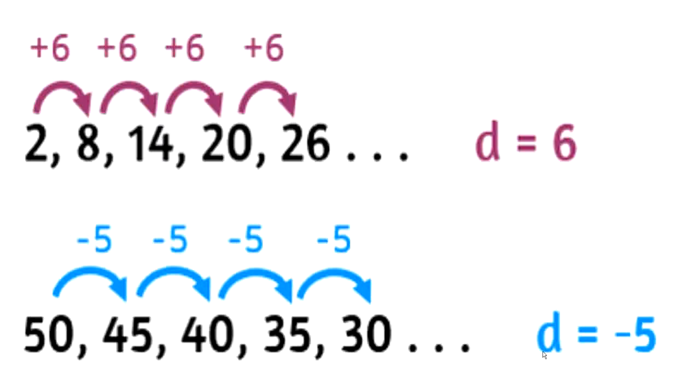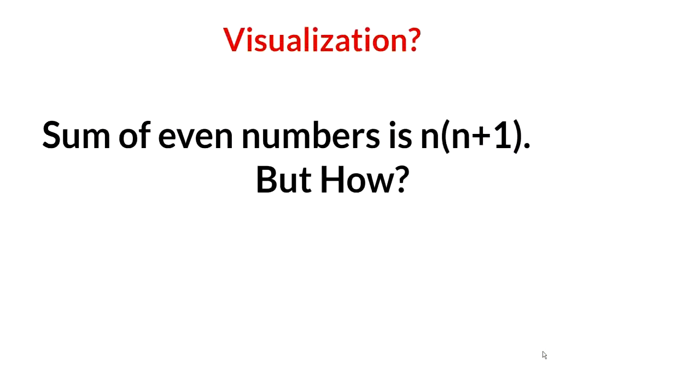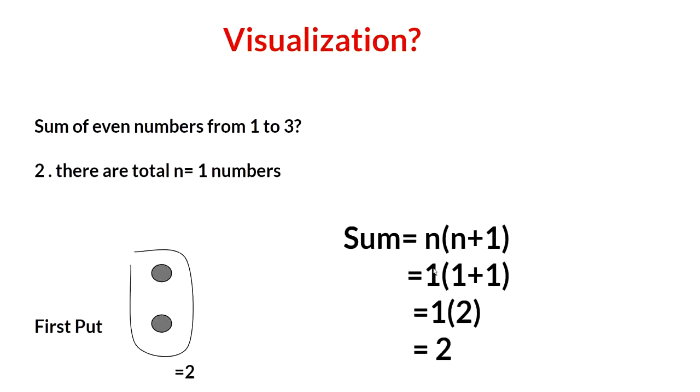Okay, how do you apply this in the real world? Let's take a simple problem. Sum of even numbers is n into n plus 1. But how? We need to understand what the pattern behind this is. So let's go through the problem and understand how we can form the formula. Sum of even numbers, just take from 1 to 3. Open your 3 fingers and understand how many even numbers there are. Just one, that is 2. Draw that pattern: 1 and 2. So the final answer is 2.